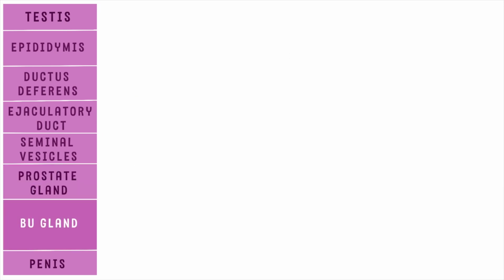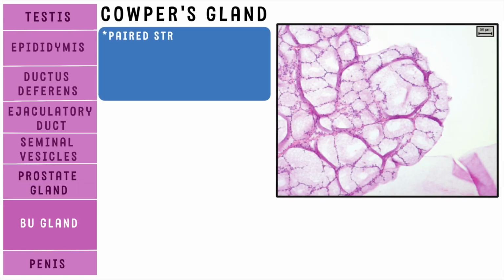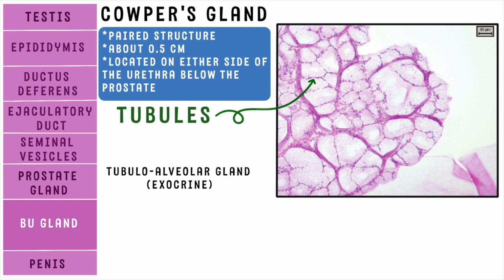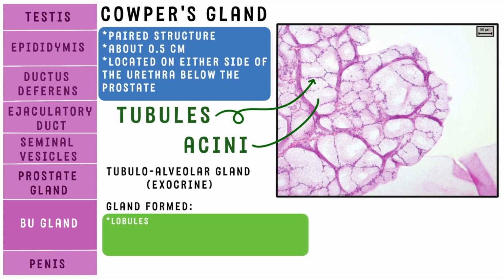The bulbourethral Cowper's gland is a pea-sized structure about 0.5 cm in size, located on either side of the urethra in the urogenital diaphragm below the prostate. A bulbourethral gland is typically made of tubules and acini, which is why we can characterize it as a tubuloalveolar gland. Each gland is formed of numerous lobules that are enclosed by a fibrous capsule. Histologically, they are lined by pseudostratified epithelium.